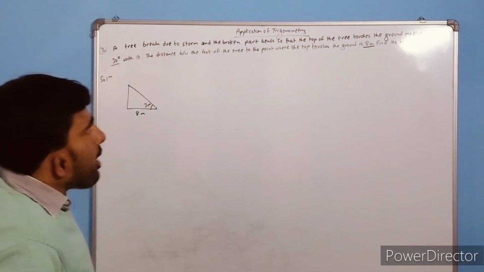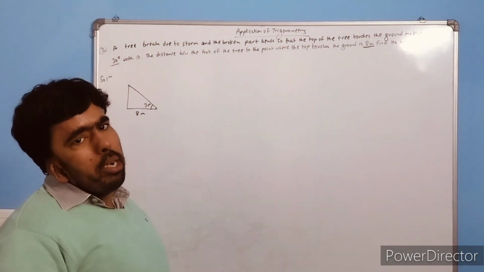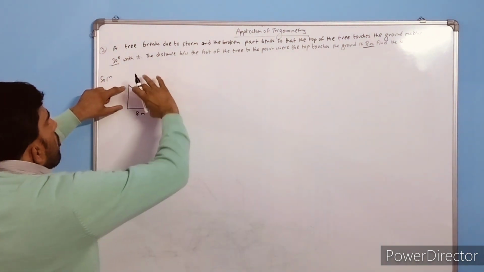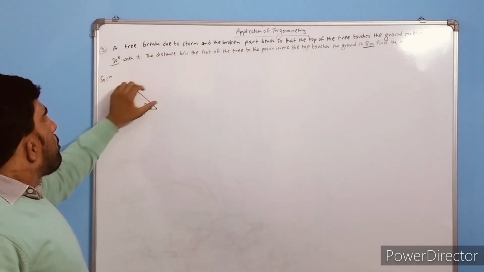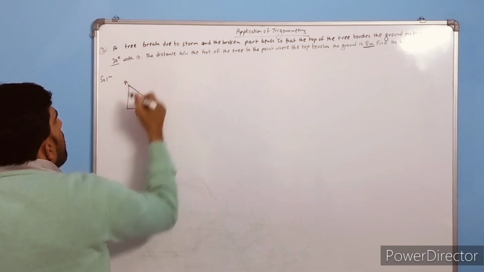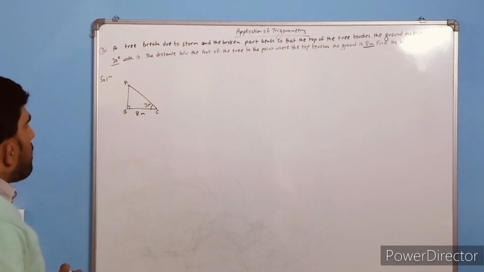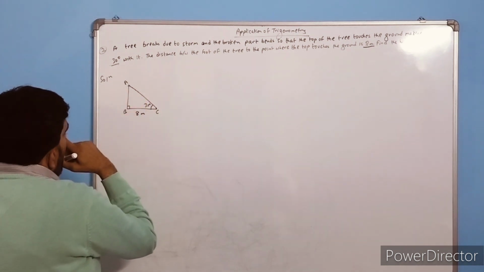Okay. Now what they are asking is to find the height of the tree. That is total height of the tree. This part plus this. So in this we need to find the two things. Okay. So let us label it. See. How to find it? This is very easy. Let's first take this height.